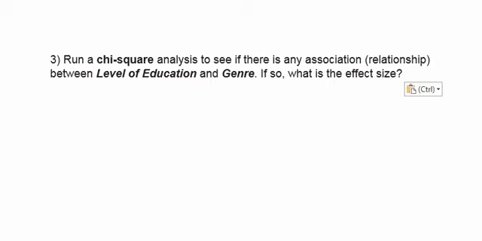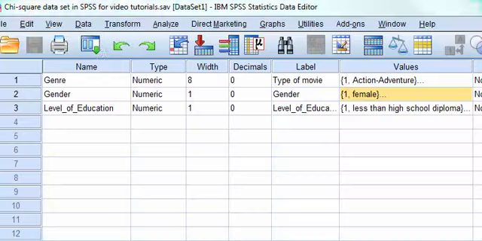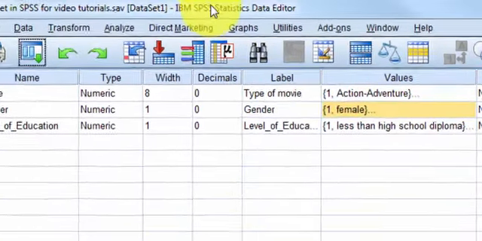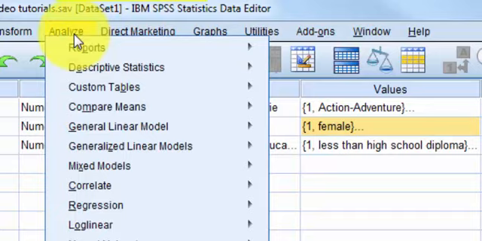Last question. Is there an association, a significant association, between the level of education and the genre of the movies? Interesting. Let's go ahead and check it out. All right. Analyze.